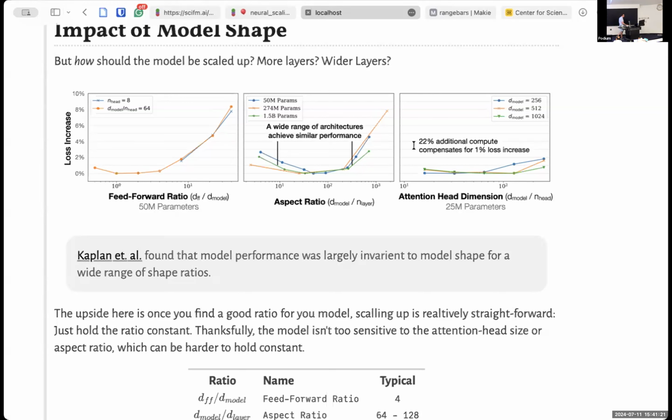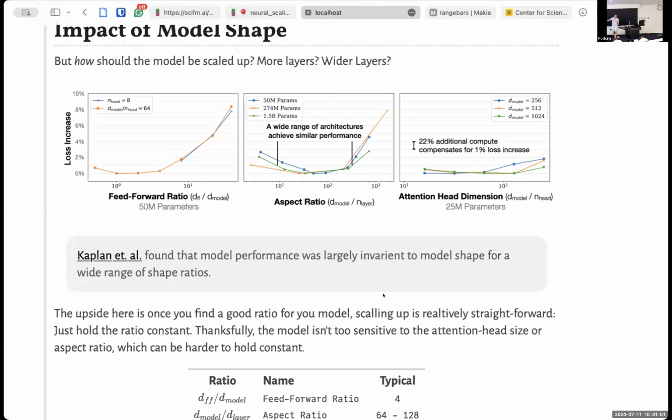They did sweeps over three different shape ratios. The first one is the feed forward ratio. This is the number of channels in the feed forward layer in a transformer per channel in your hidden state, in your embedding space. Generally, this is about 4, which seems to be what everyone has consolidated around.